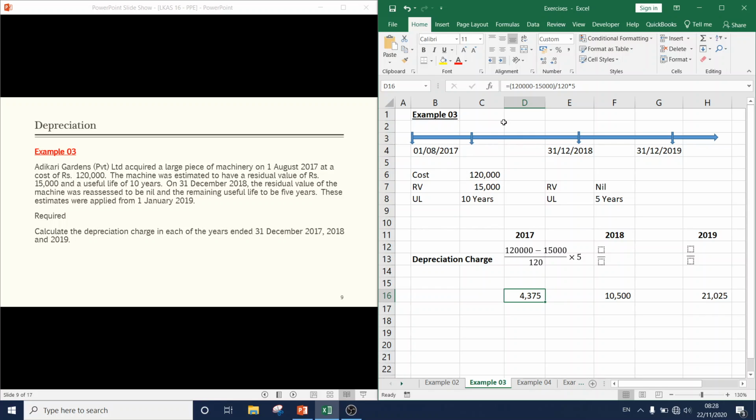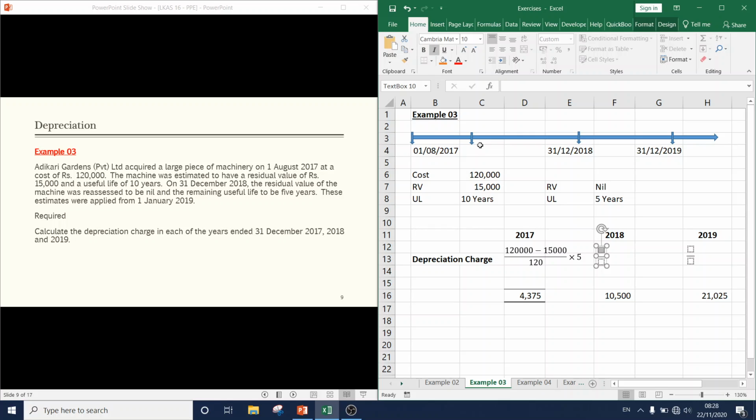2018. In 2018, these estimates have not been changed. Initially we estimated this much residual value, and useful life we estimated to be this many years. Those things have not changed during 2018. Therefore, now we need to consider the depreciable amount. We are at 31st December 2017. On this date, what is the depreciable amount? Further, how much can we depreciate?